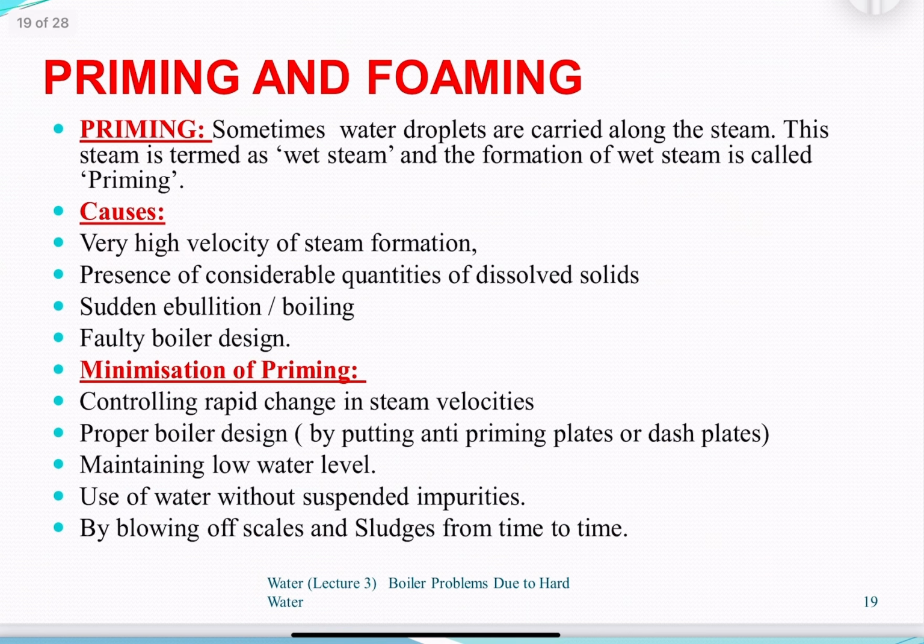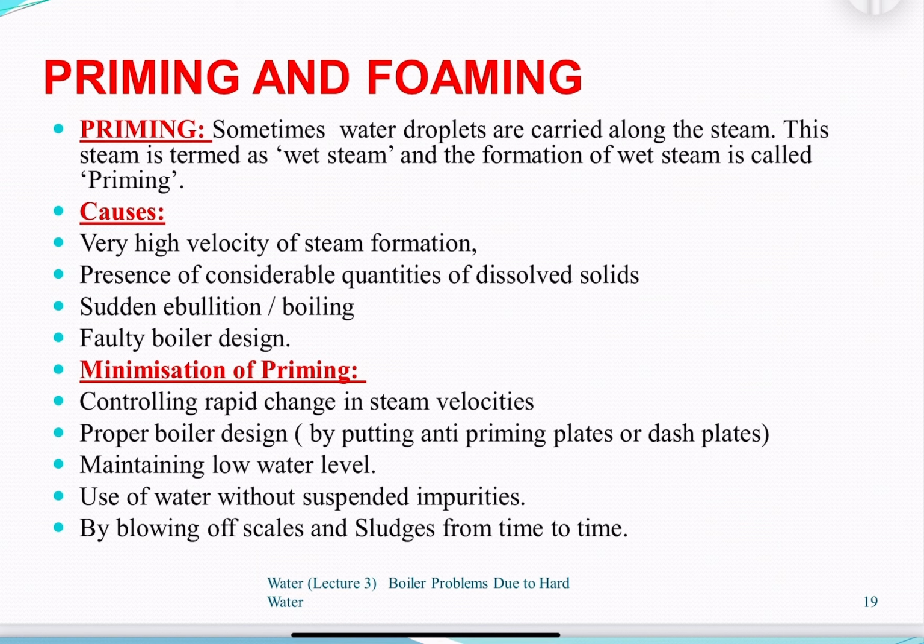Now we come to the third boiler problem due to hard water, that is priming and foaming. Priming is nothing but the formation of wet steam. When water droplets are carried along with steam, we call it wet steam, and this formation of wet steam is called priming. So why does priming occur? That is due to very high velocity of steam formation.